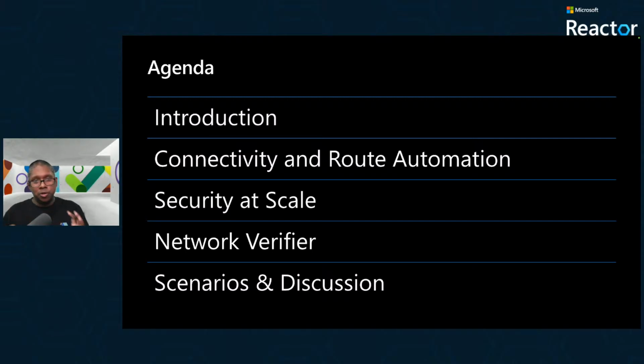Now, that is all good from a security point of view. It's all good from a connectivity point of view. But what are the tools that we have at our disposal to also understand how traffic passes from one VNet to another VNet? How do we verify network changes before and after changes are made? That is where Network Verifier would come in. And we will also talk about how Verifier can benefit your current environment. And last, we are going to run through a few scenarios, have a discussion, and then we will wrap up the session with a quick summary.